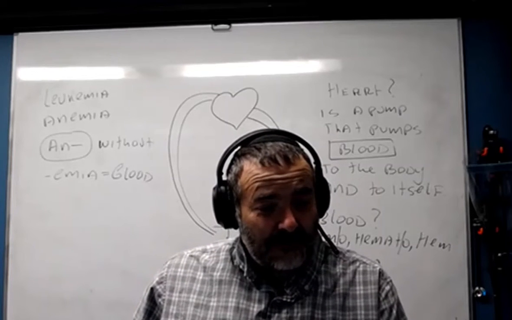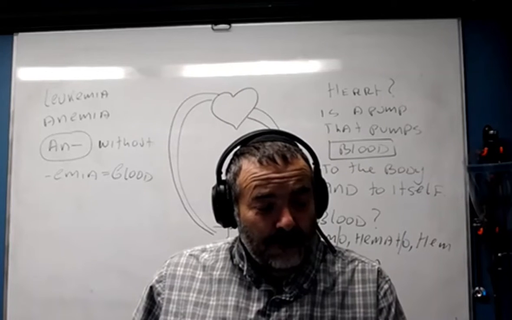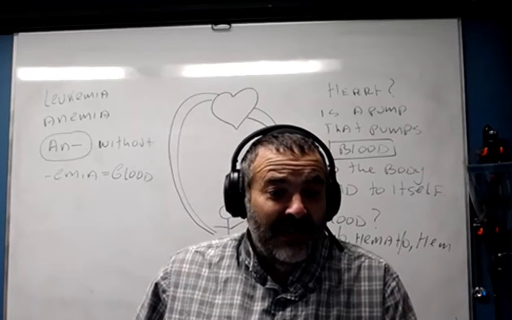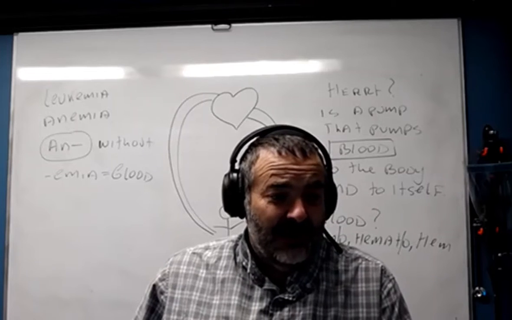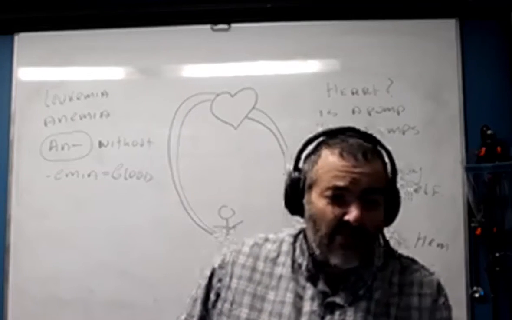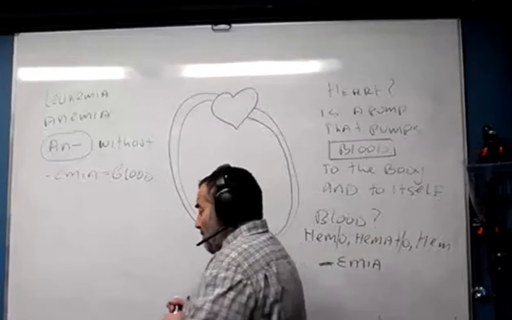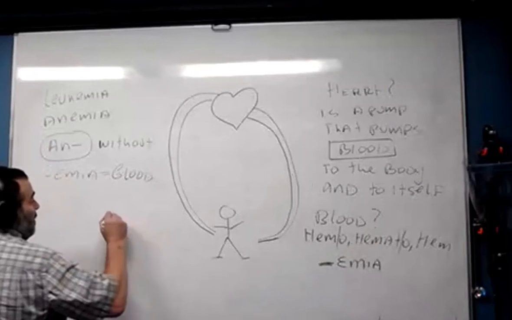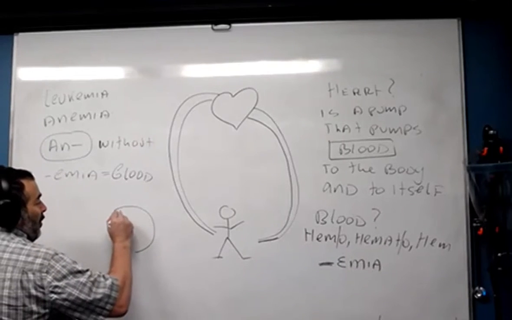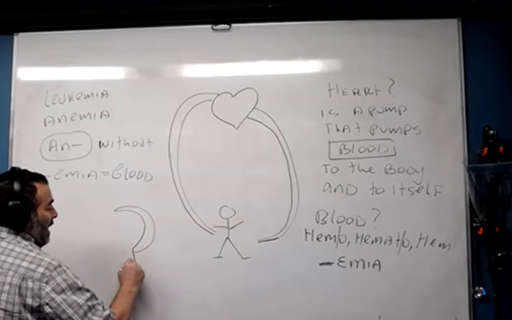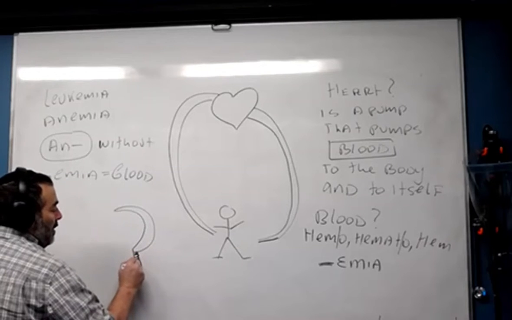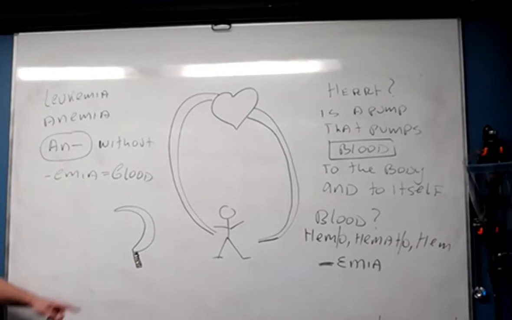Does that make sense? And you may have heard of something called sickle cell anemia. A sickle is a farm instrument, still used in some third world countries. Kind of looks like this. It has a blade, a curved blade, and a handle. You may have seen it in some horror movies. That's a sickle.